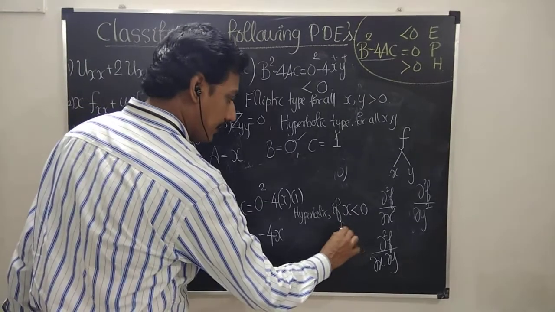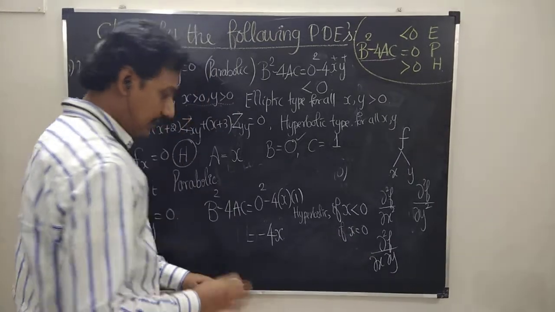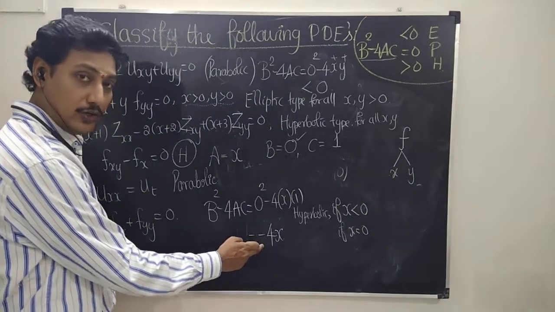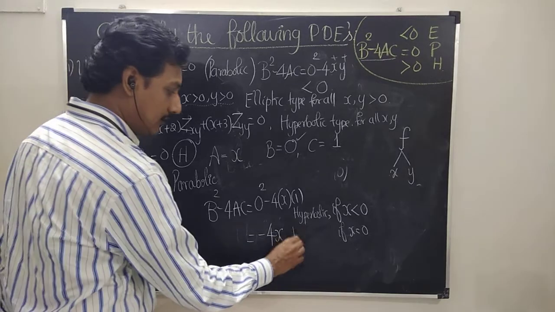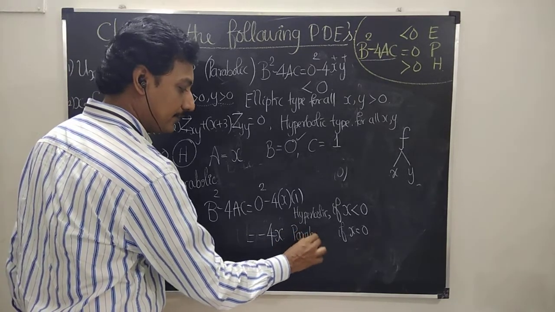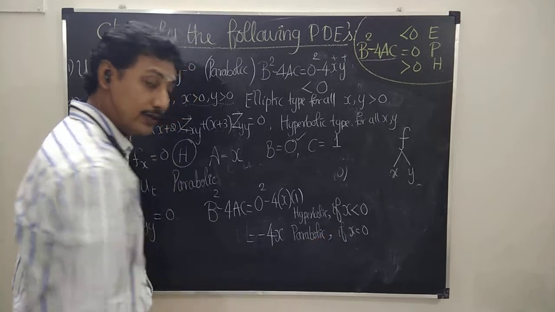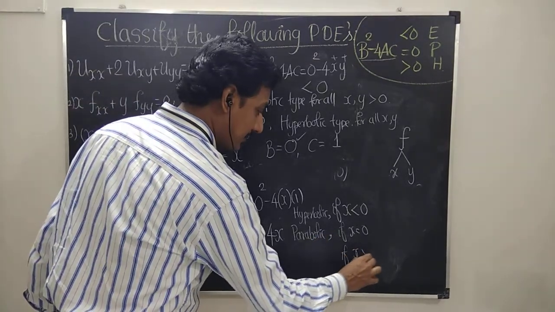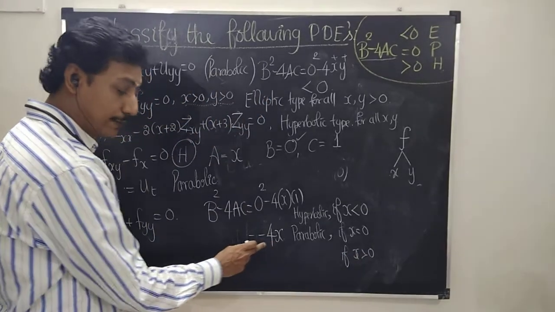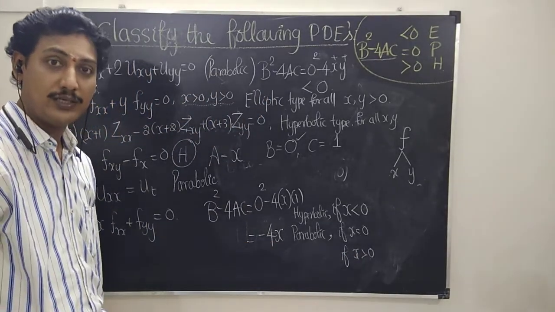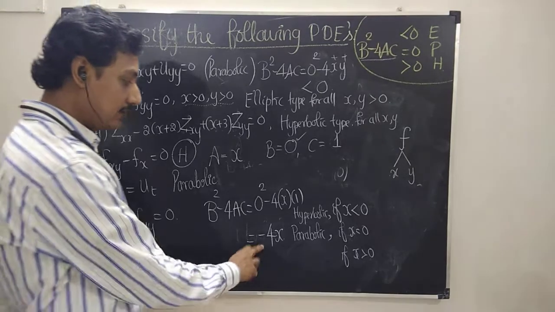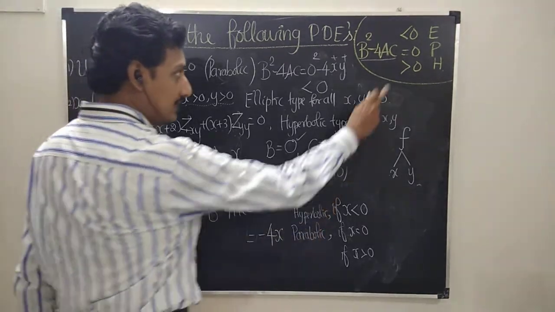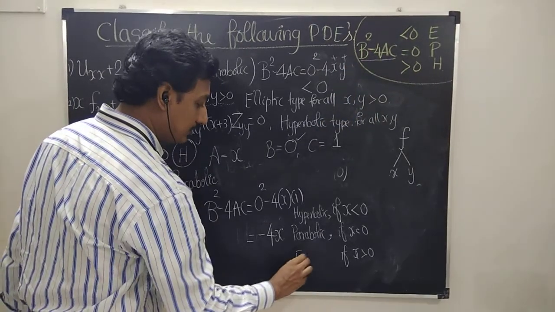If x is equal to 0, what happened? This value 0 into minus 4 is 0. So then this becomes parabolic. Suppose x is positive, behind the x we have minus 4, a negative one. So negative into positive is negative. So negative means this becomes elliptic.